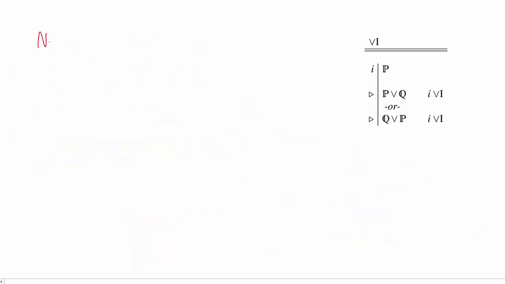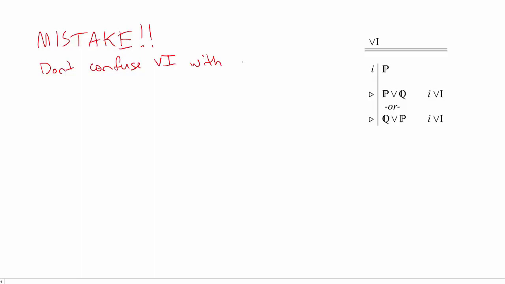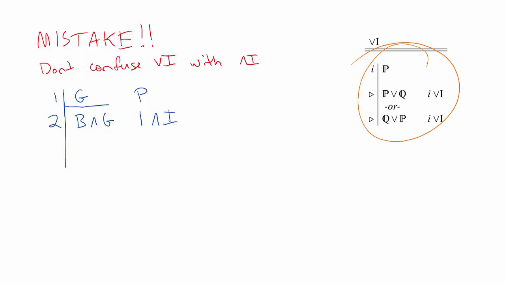Now here is a mistake you definitely want to try to avoid. Don't confuse OR introduction with AND introduction. What I mean by this is I don't want you to make the following mistake. Suppose we had G as our primary assumption, and I'm not concerned with any particular goal here. You might think you could go to B and G from 1 by AND introduction, because it sort of looks like what's going on over here. But this is a big mistake.